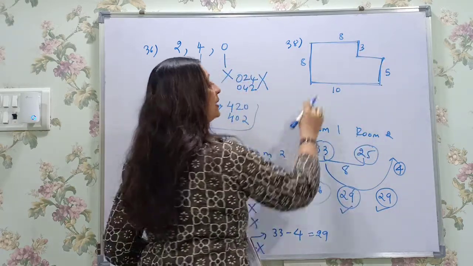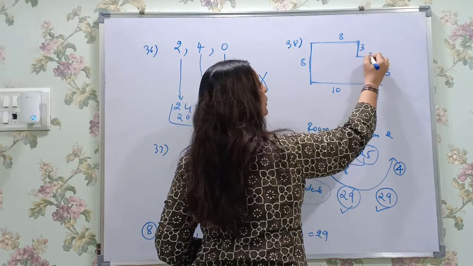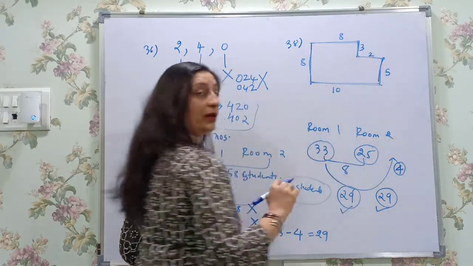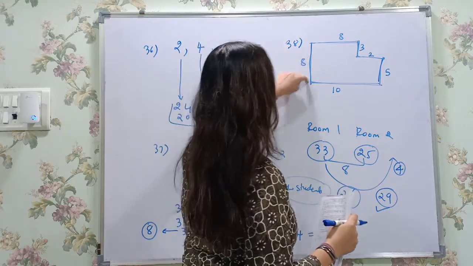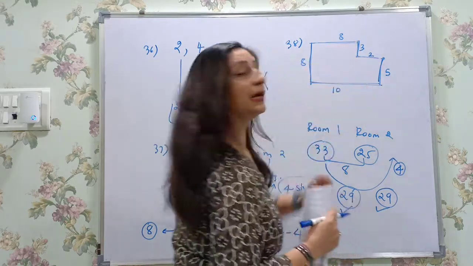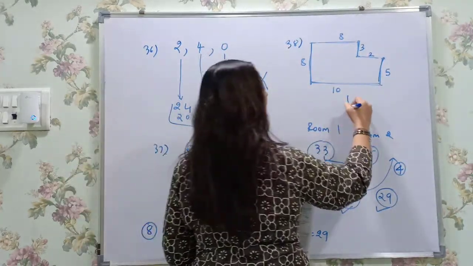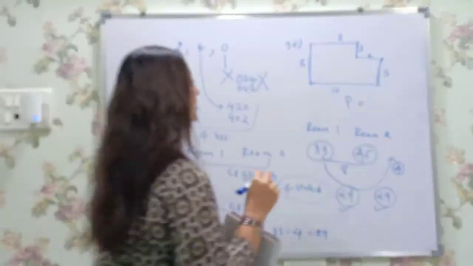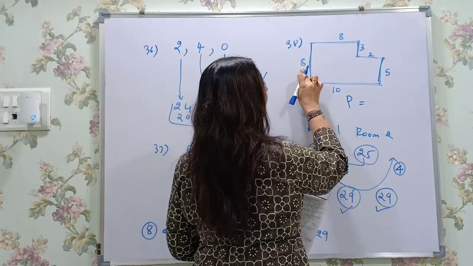I have taught you this, kids. So this is 10, this is 8, so this becomes 2. So this is 10, this and this together make 10. This is 8, so this and this together make 8. Now just find out the perimeter, kids. What is the perimeter? Perimeter is nothing but the sum of all sides. So 10 plus 8 is 18.